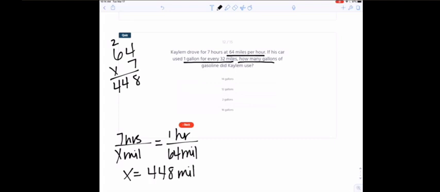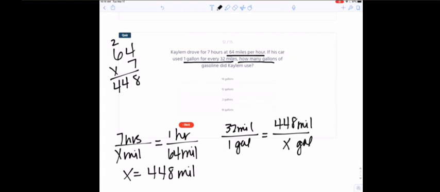Perfect. Now, how many gallons did he use? Well, we know that he does 32 miles for every 1 gallon. And we know that he's traveling 448 miles. How many gallons is that? So let's cross multiply. 32 times x is 32x. 1 times 448 is just 448. And now I'm going to divide by 32 on each side. Okay? So 32 into 448.